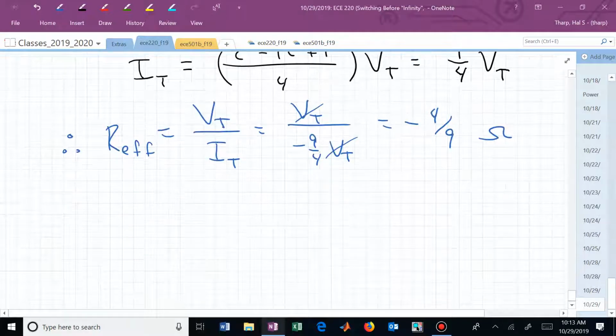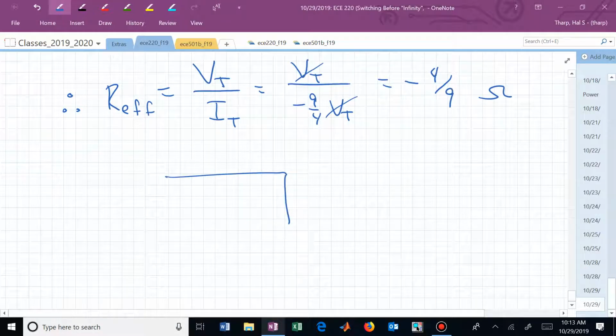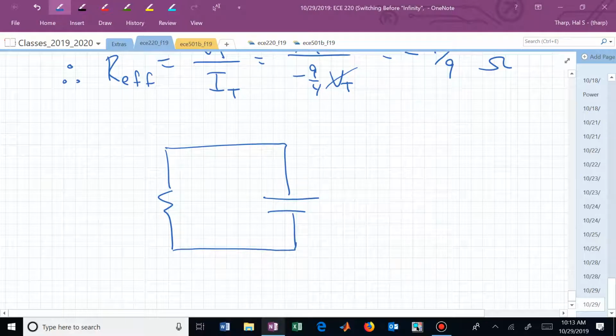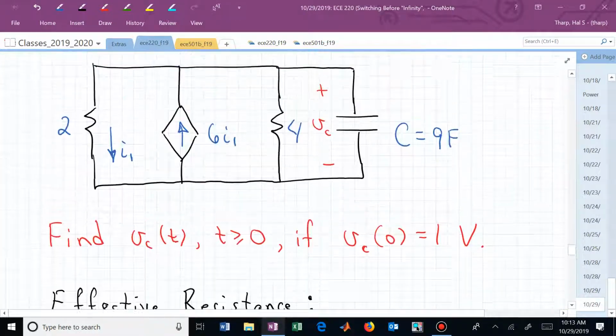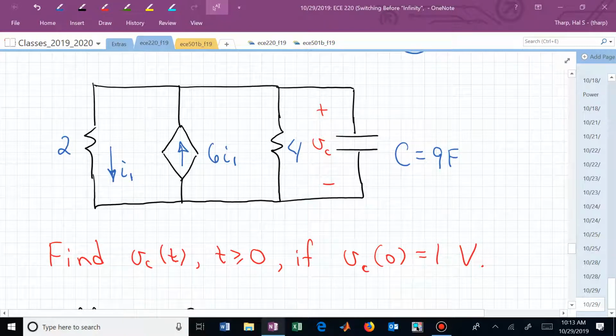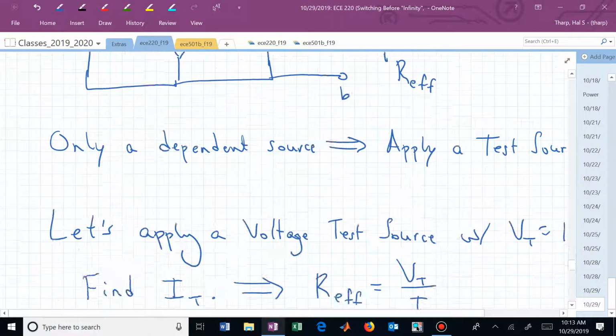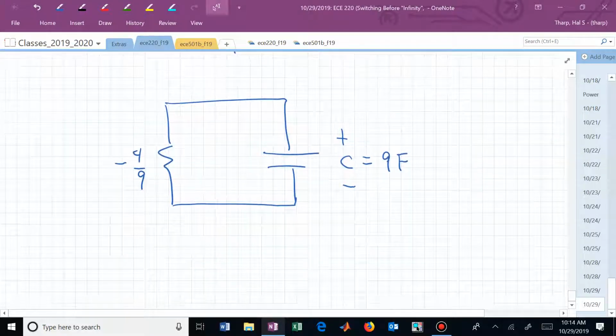Or my effective circuit, and what was C? I think I made that to be a convenient 9 farads. Did I even label that before? Yes. So initially I said it's 9 farads. Now we're trying to solve this circuit.